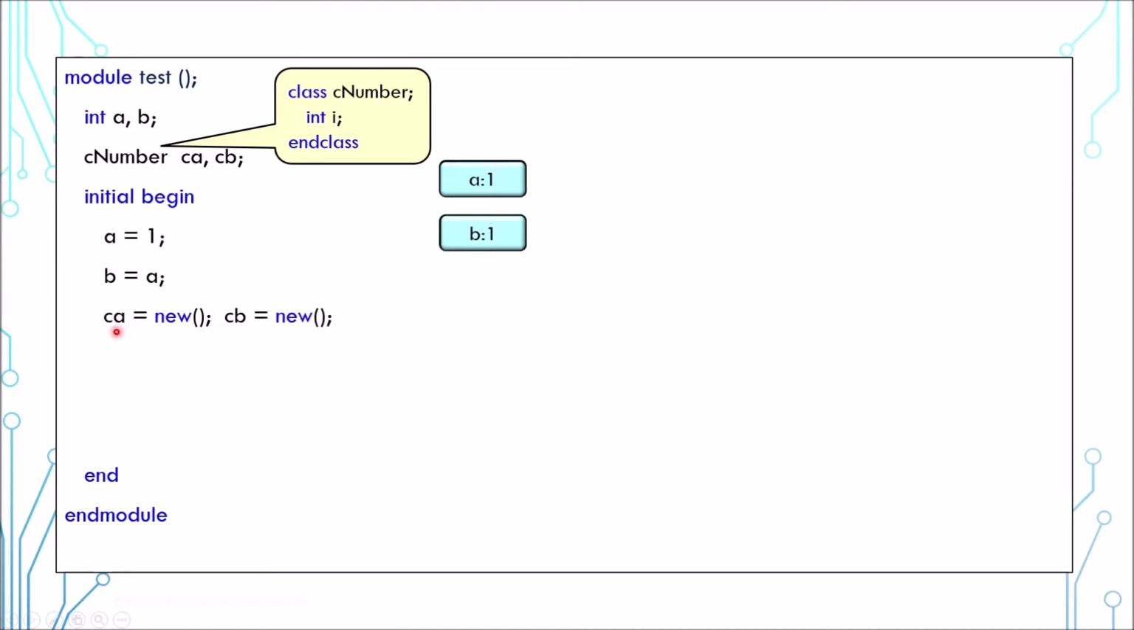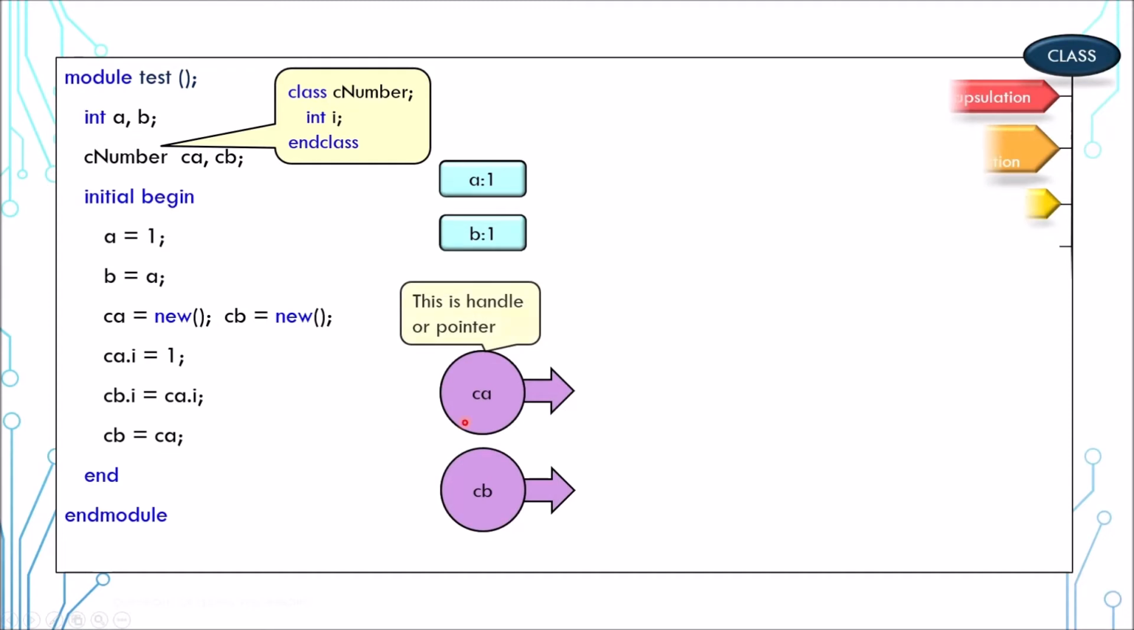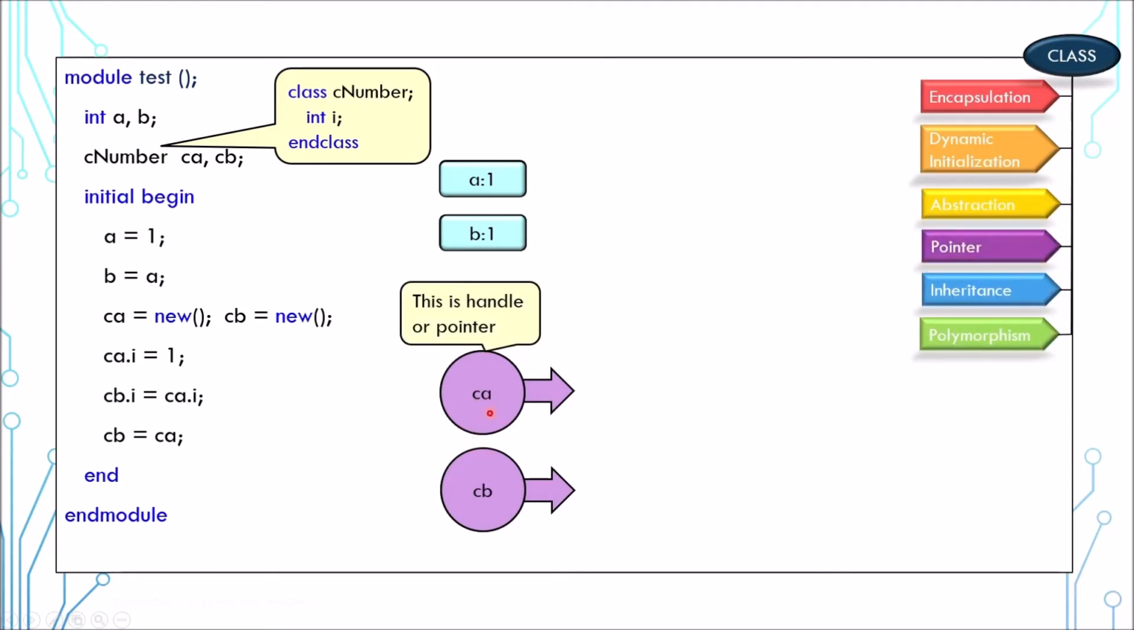First, we instantiate the handles, then we can change the value of the member I in CA. Similarly, we can copy CA.I into CB.I. Now, can we copy CA to CB like this? And if we can, what does it mean? Actually, CA and CB are pointers. At first, they don't point to anything.